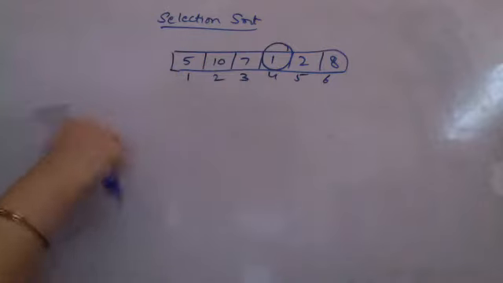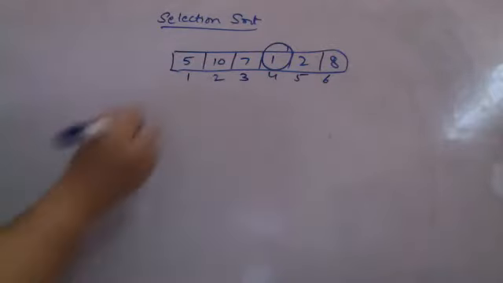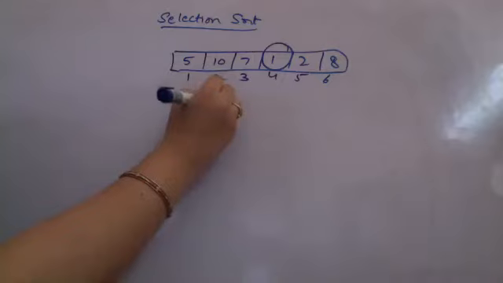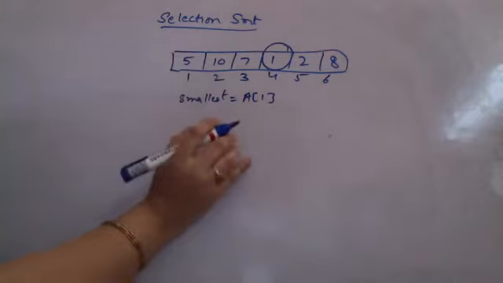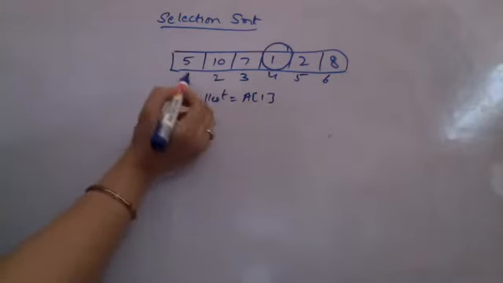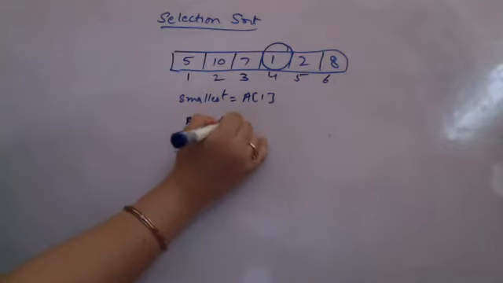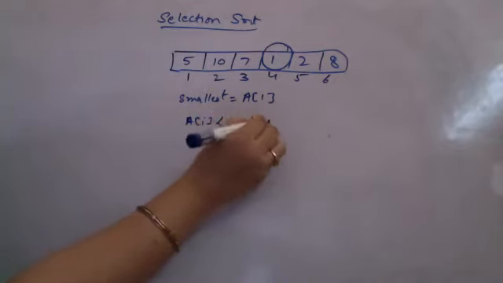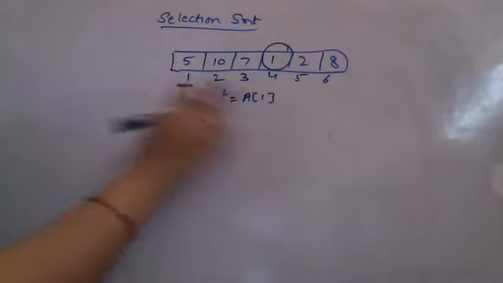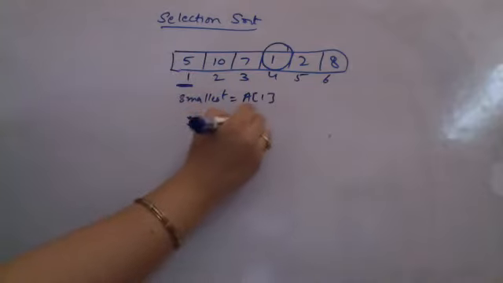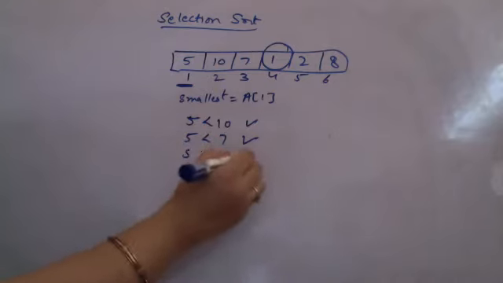So after the first pass, I will compare. I'll find out the smallest. What I do is initially I say that smallest is equal to the first element, which is A of 1. Then I keep on checking. I check if the element A of I is less than the smallest, then kindly update the smallest. So smallest is 5 initially. I check 5 less than 10, continue. 5 less than 7, continue. 5 less than 1, no.